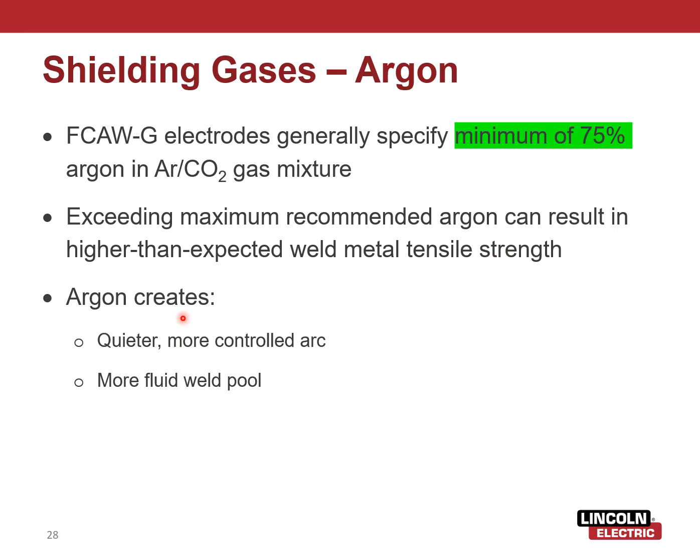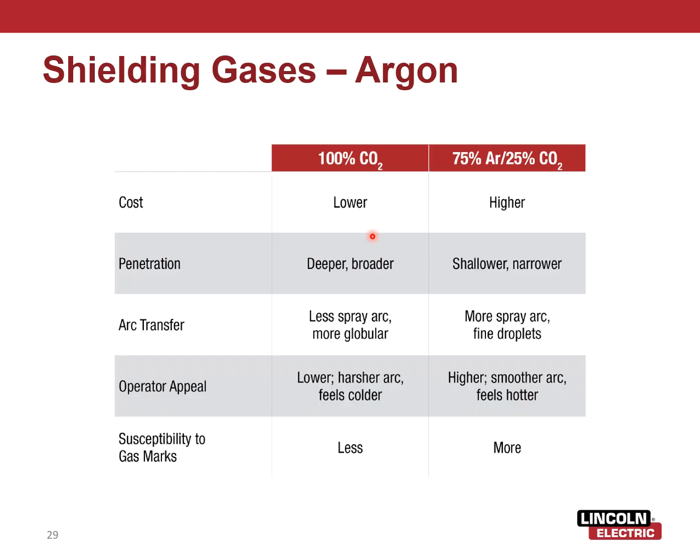But one of the pros of argon is it makes a quieter, more controlled arc and a more fluid, wet puddle versus that 100% CO2 that's very harsh and very spattery. So argon comes in and kind of helps stabilize that whole arc. So argon compared to CO2 or a mix, 100% CO2 is going to be lower cost because argon's a little more expensive, and mixing the gases takes a little more effort at the filling plant.